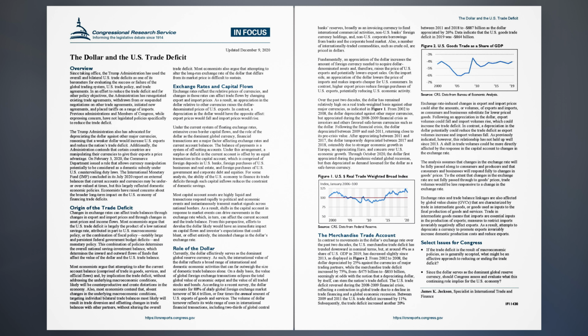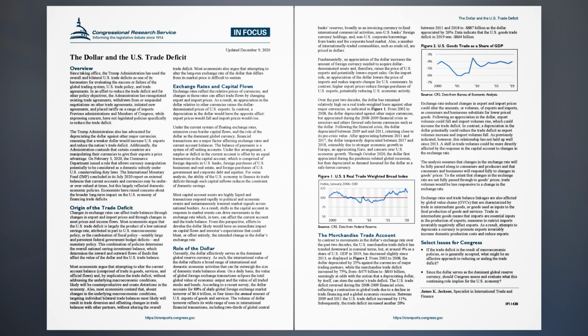The Merchandise Trade Account. In contrast to movements in the dollar's exchange rate over the past 2 decades, the U.S. merchandise trade deficit has trended downward in nominal terms, but, at around 4% as a share of U.S. GDP in 2019, has decreased slightly since 2013, as displayed in Figure 2. From 2002 to 2008, the dollar depreciated by 25% against the currencies of major trading partners, while the merchandise trade deficit increased by 75%, from $475 billion to $833 billion, seemingly at odds with the notion that a depreciating dollar, by itself, can stem the nation's trade deficit.